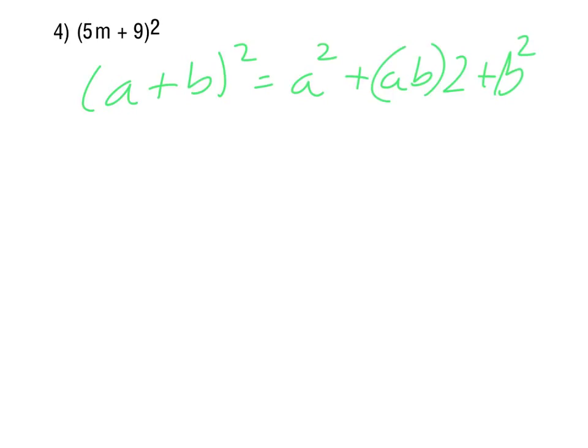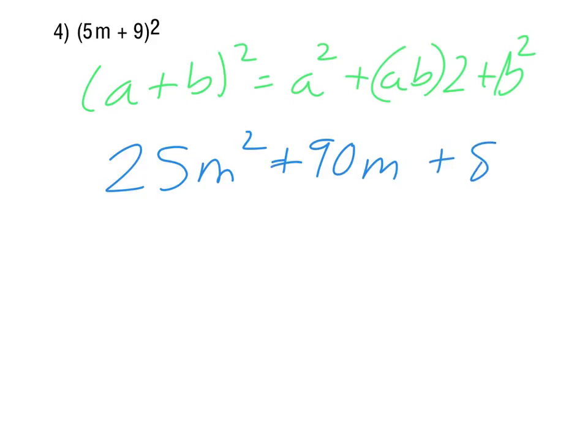For number 4, same sort of deal. This is the square of a binomial pattern, specifically the square of a sum of terms. And we can see the pattern there, so all I need to do on this is square the 5m, so I get 25m squared. And then it's the product of the two terms doubled, so product of 5m and 9 is 45m, double that, we get 90m. And then squaring the 9, I get 81, so that's what we're looking at there.